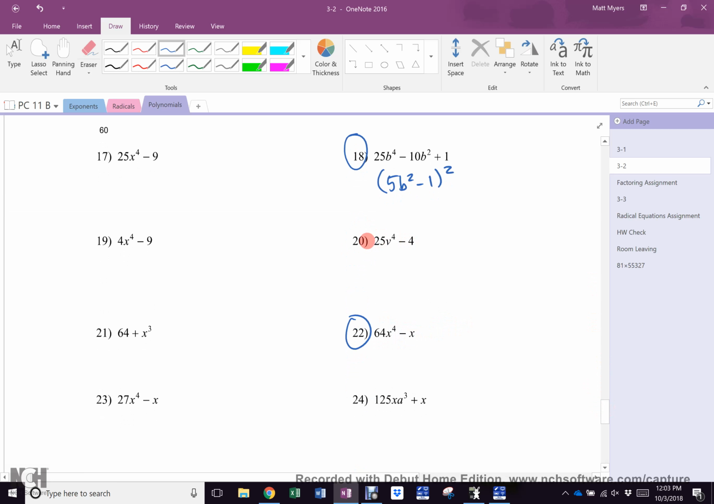What do you know about 25 and 4? It's a square. They're perfect squares. What do you know about b to the 4th? It's a square too. It's a perfect square. So isn't this a difference of squares? Yeah. So we take the square root of the first one, which is 5b squared. We add the square root of the second one, and then we just do it again, except what happens to the sign in the middle? Negative. Becomes negative.